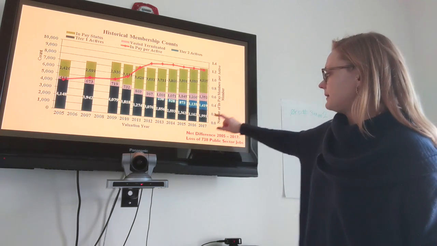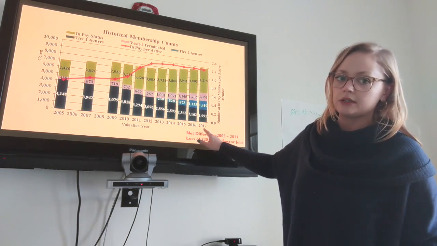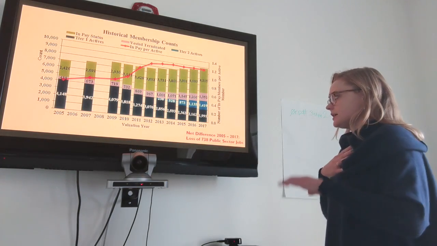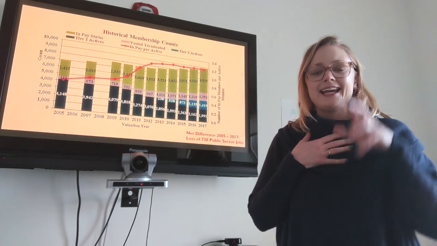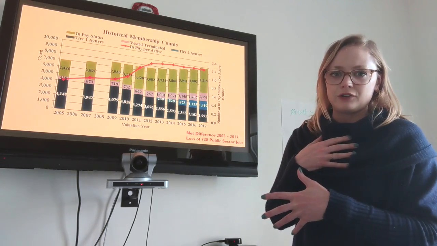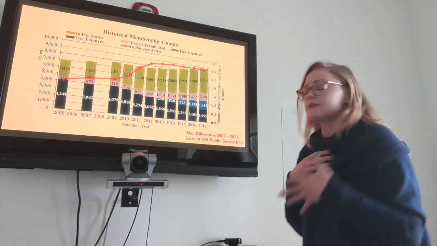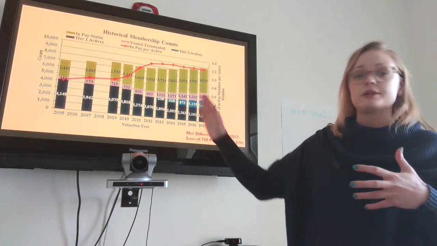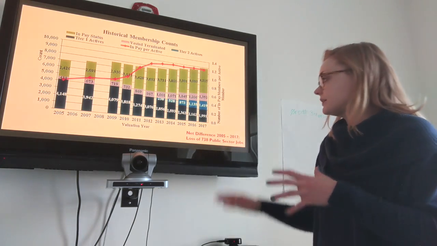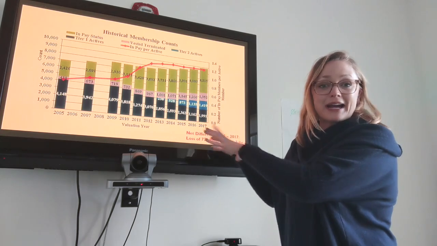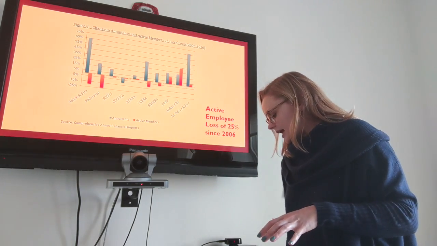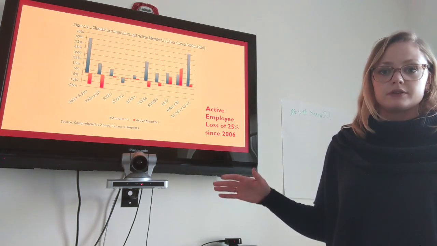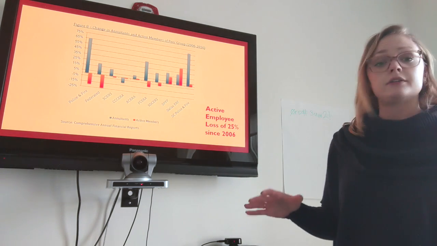When you look at how this compares in 2017, that's the most recent data we have, to 2005, what we're seeing is a loss of 738 active employees paying into the pension fund. That's a loss of 738 public sector jobs compared to pre-recession levels. This is what austerity looks like in practice. And I know that this has been the case across the board, there's been a lack of investment in public services.